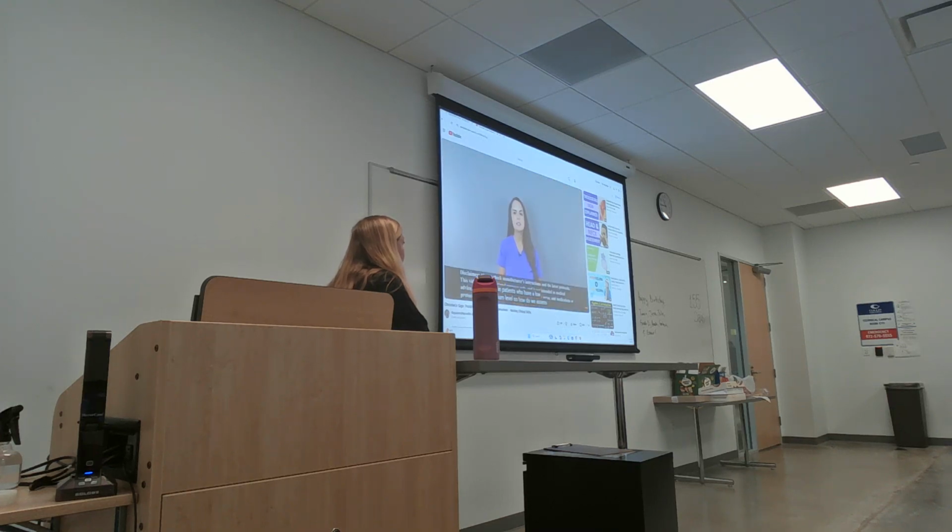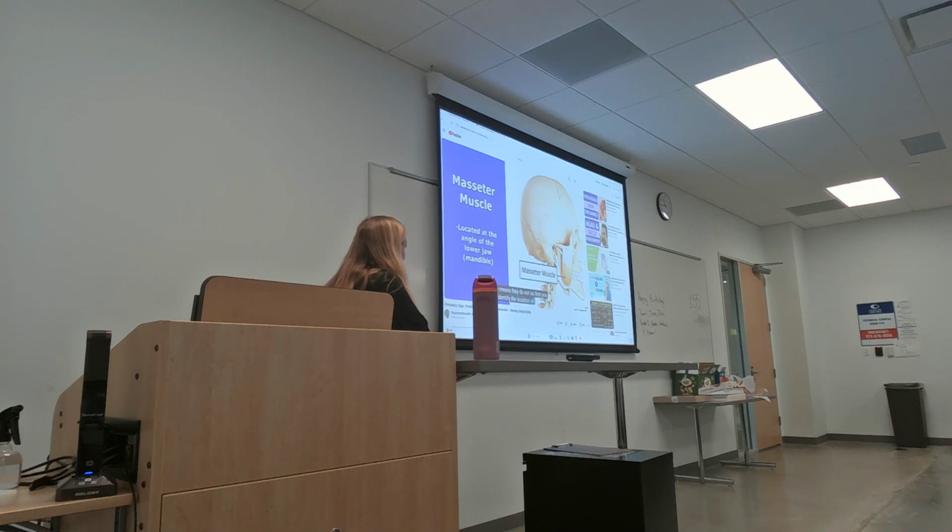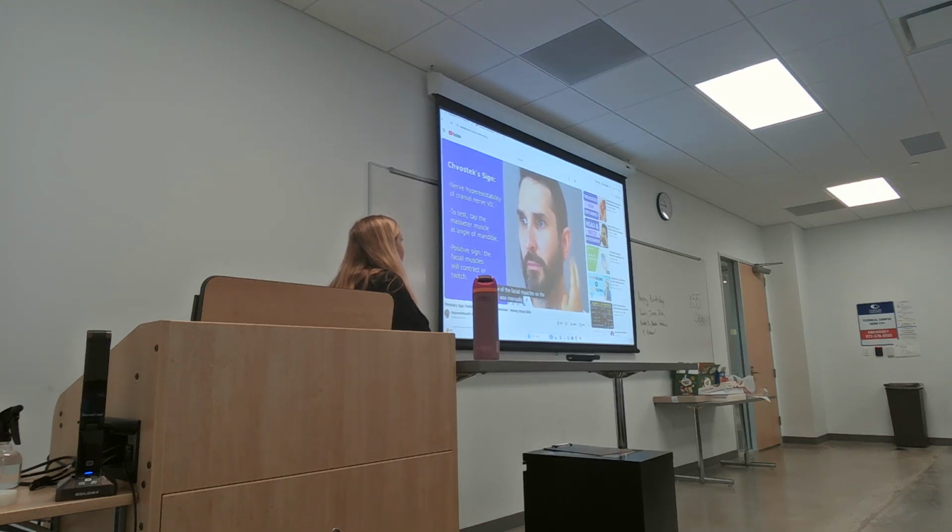So how do we assess for Chvostek's sign? Well, we're looking for either a positive sign or a negative sign. Positive means they have it, negative means they do not. So first, you want to identify the location of the masseter muscle on the patient, which is located at the jaw's angle. Next, you want to tap on this muscle and assess the response of the facial muscles on the side that was manually tapped.